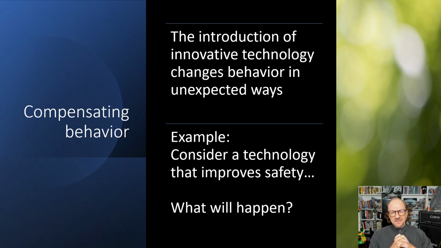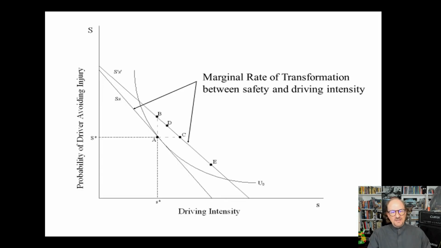So we can look at this as that the introduction of innovative technologies, which is going to be smart cities and ITS for sure, and also semi-autonomous vehicles. There's a lot of applications for this. It's going to change behavior in unexpected ways. And the example that I'm going to use is consider a technology that improves safety. What will happen? So you have this little diagram here.